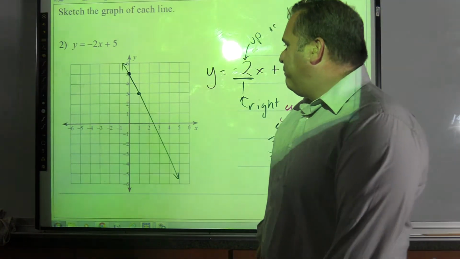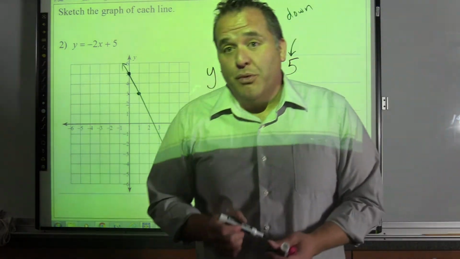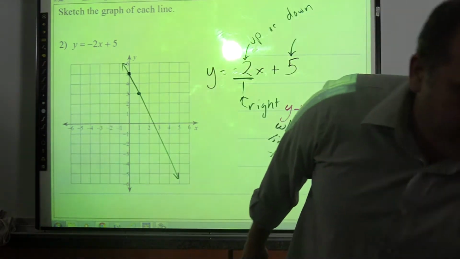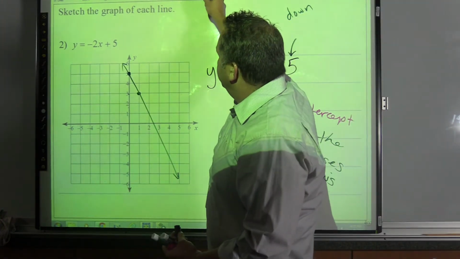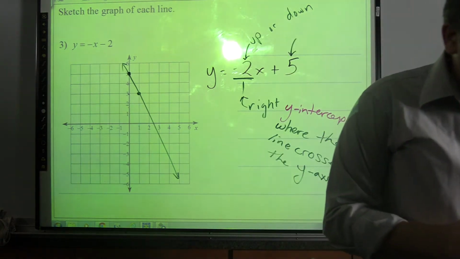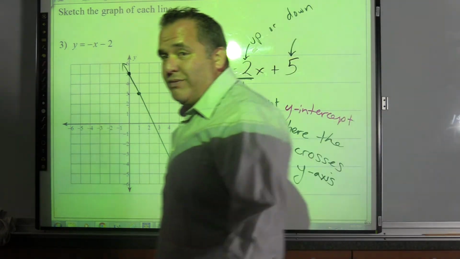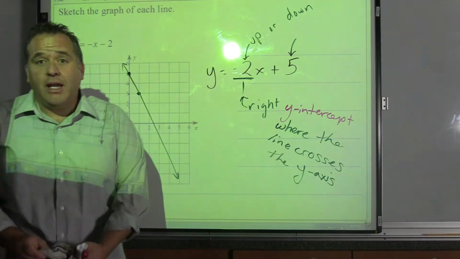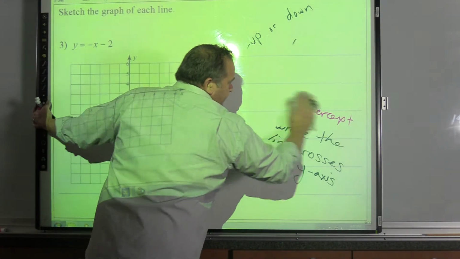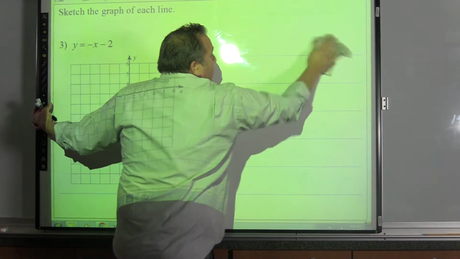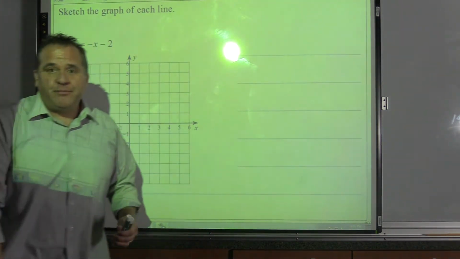Okay? Now, if y'all take a look at number 3, you're going to see something different. So let's take a look at number 3 real quick, can we? Look at this. y equals negative x minus 2. Now, obviously, this is a different problem. Okay? It looks a little different. So let's go ahead and erase all this stuff here. And let's graph it. So here we go.